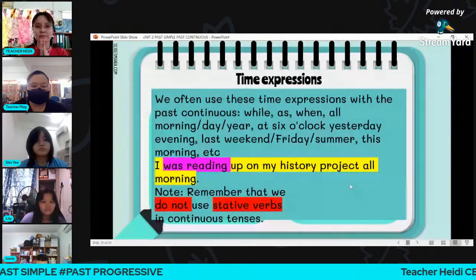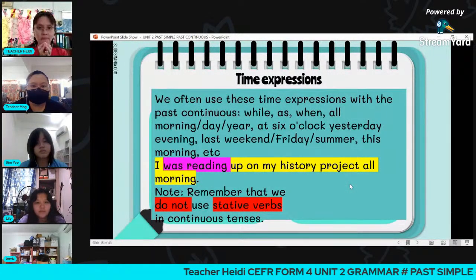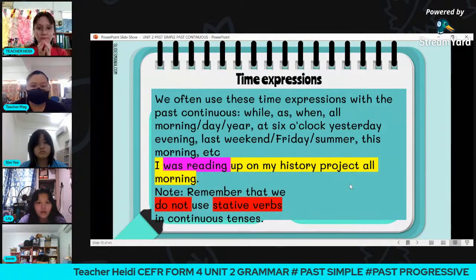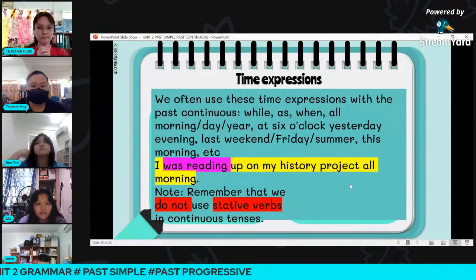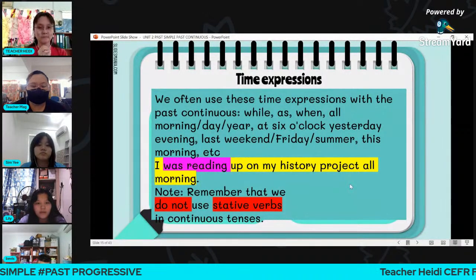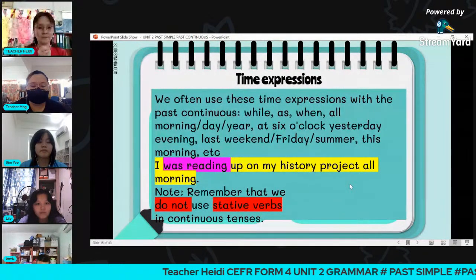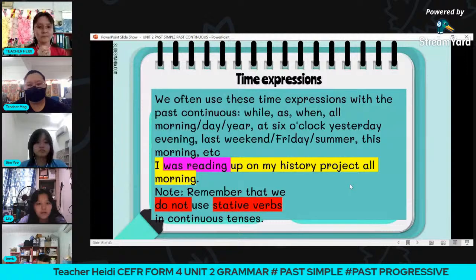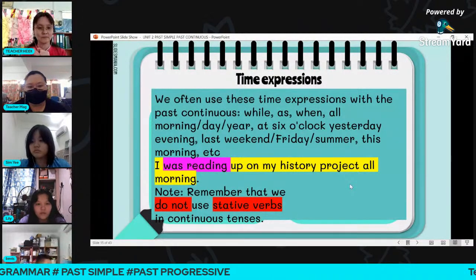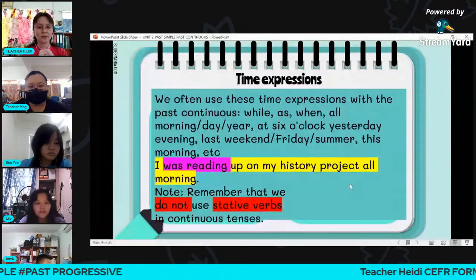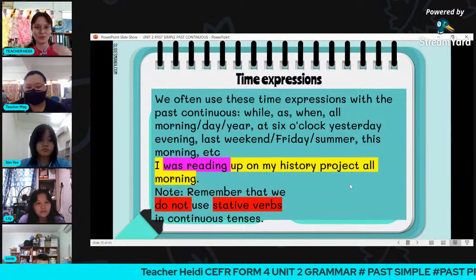Can you read this? Time expressions. We often use these time expressions with the past continuous, such as while, when, all morning, day, year, at 6 o'clock yesterday evening, last week, Friday, summer, this morning, and so on. I was reading up on my history project all morning. Note: remember that we do not use stative verbs in continuous tenses. I hope you remember what stative words are. If you cannot remember, teacher will review it with you afterwards.